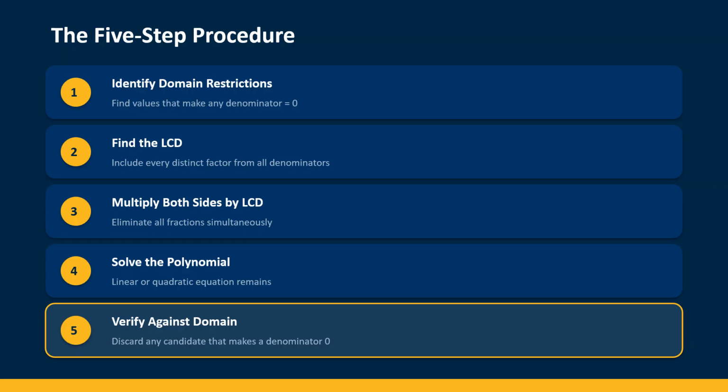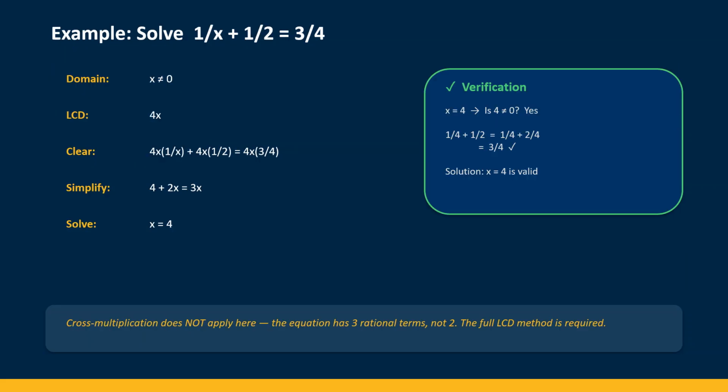A common pedagogical error is to treat step 5 as optional once the polynomial solves cleanly. In fact, the cleaner the algebra, the more tempting it is to skip verification, and the more likely one is to miss an extraneous root. We now apply the 5-step procedure to a concrete problem. Solve 1/x + 1/2 = 3/4.